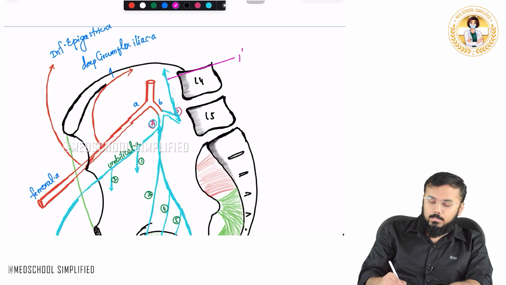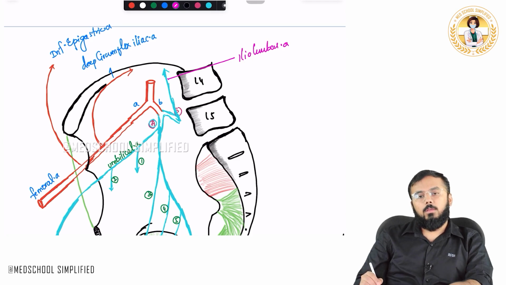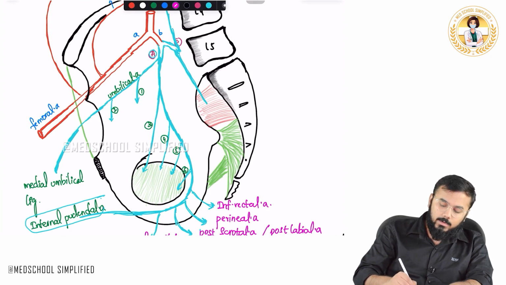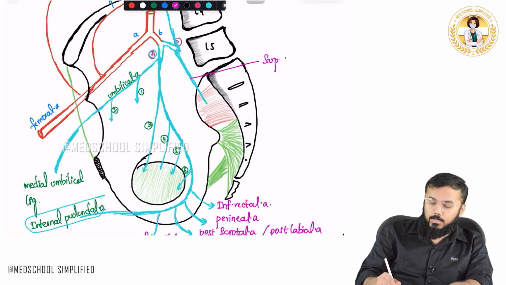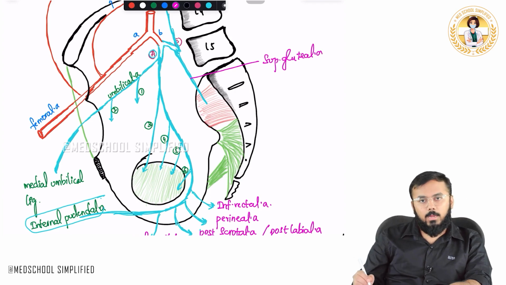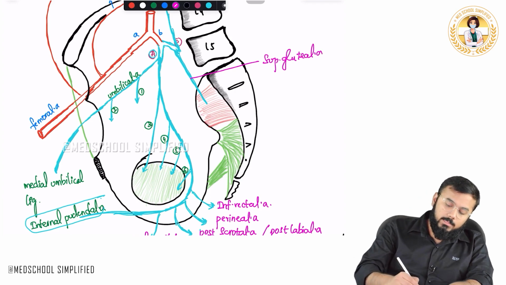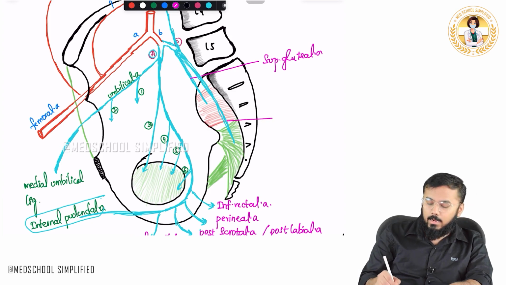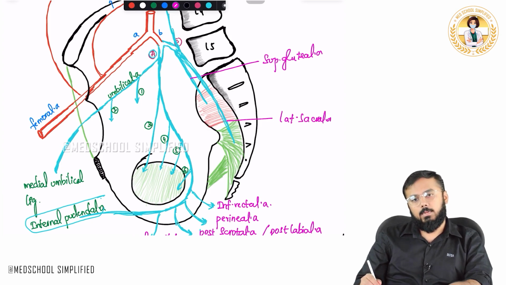What is the name of this artery? This is the iliolumbar artery. Okay. Now after this iliolumbar artery, you see two other branches. One branch that is supplying the gluteal region down here is called your superior gluteal artery. Next important thing is that there is one more branch that comes down all the way here, and this branch is called your lateral sacral artery.